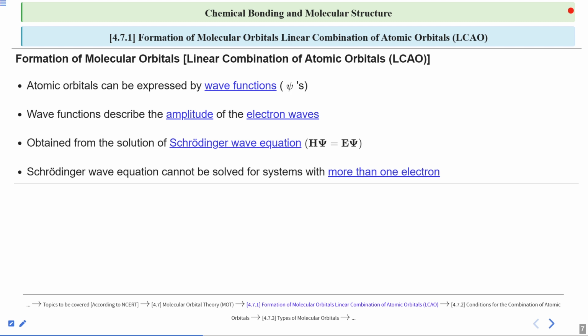Similarly, H is a Hamiltonian operator. And what is the function of this operator? It acts on a wave function and gives the energy related to the wave function. Now, if you know the energy of the wave function, you know the energy of the electron, because the wave function is relating it to your electron directly.